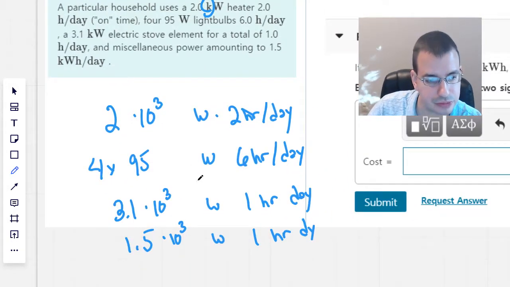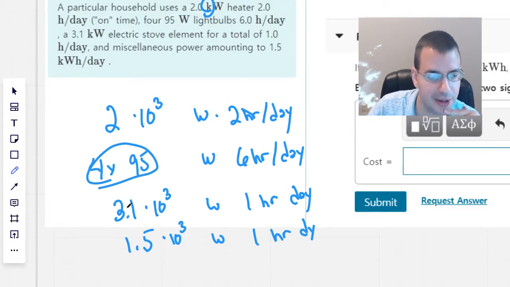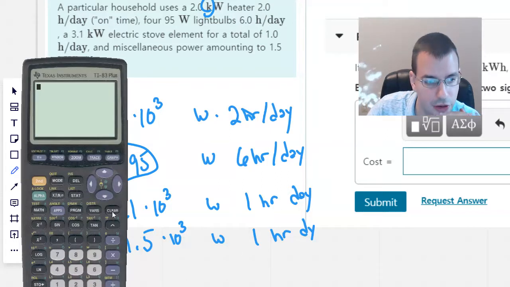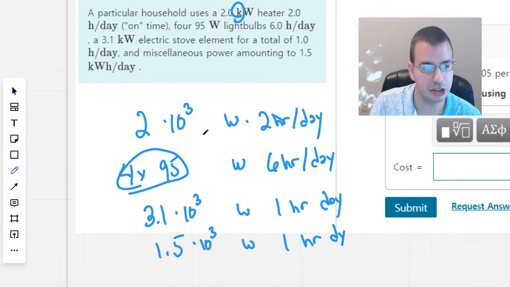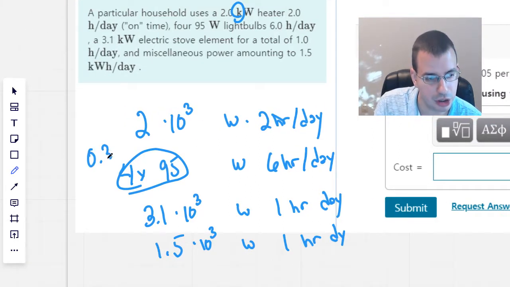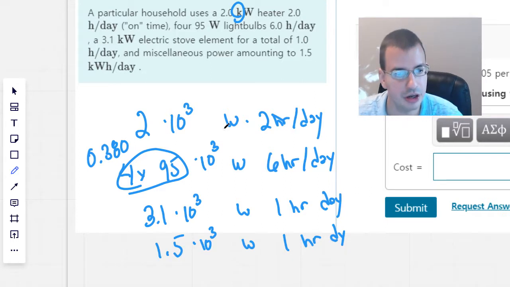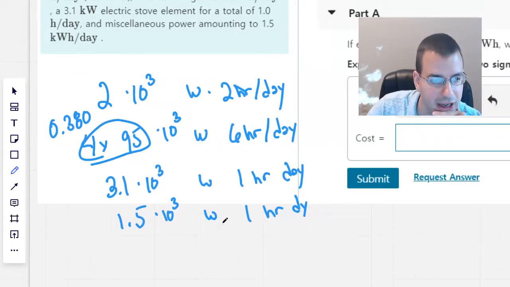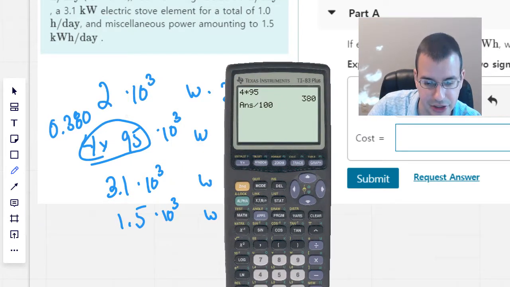So what I'm going to do is convert this 4 times 95. We get 380, so this is going to be 0.380 times 10 to the third, so that way I can convert everything into 10 to the thirds, in hours per day. So we'll divide that by 1,000.